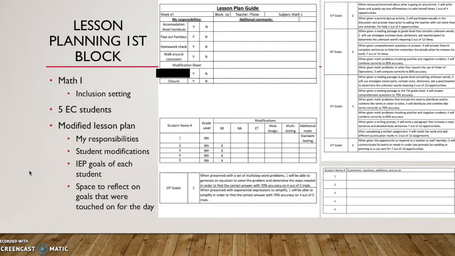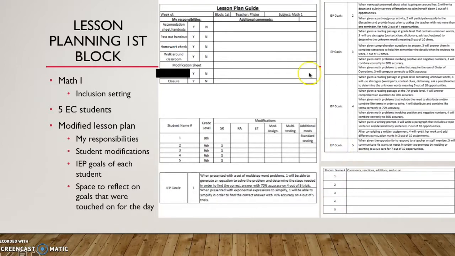The modified lesson plans include my responsibilities, comments towards those responsibilities, modifications broken up for each student for easy access, as well as the IEP goals listed, and then a section to reflect on the IEP goals. I also left a section through every lesson plan that I was able to reflect on additionally to the spots listed within the modified lesson plan.